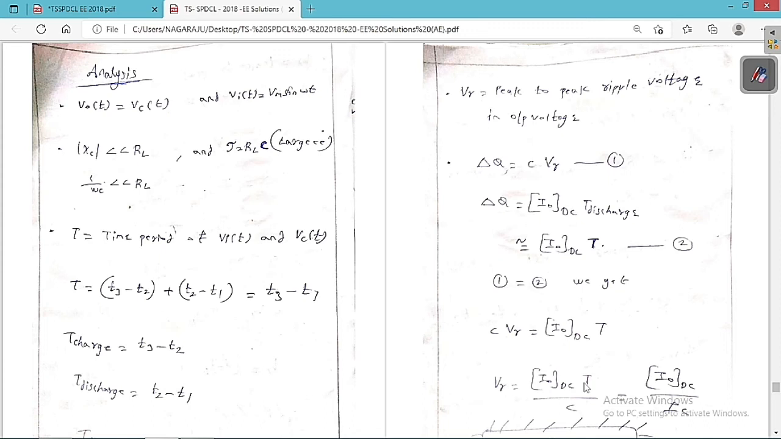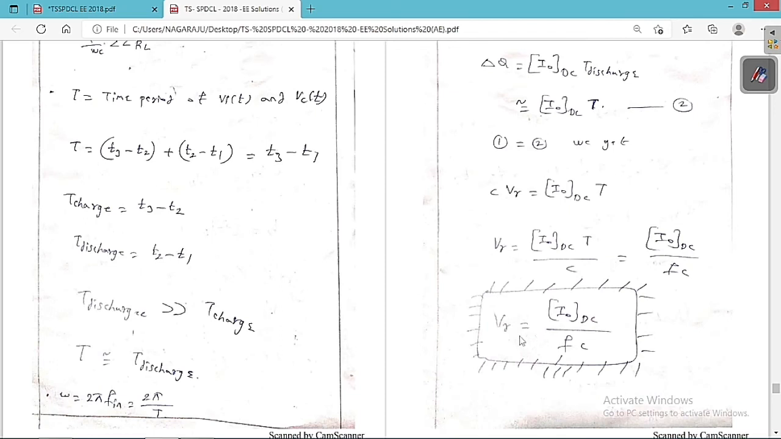T is nothing but 1 by F. So we get the average value of the output current divided by frequency into capacitor. Finally, the ripple voltage is equal to the average value of the output current by F into C. So this is the actual derivation of this formula. But I request you to remember this formula, because deriving it in the exam is very critical. The ripple voltage is equal to the average value of the output current by supply frequency into capacitance.